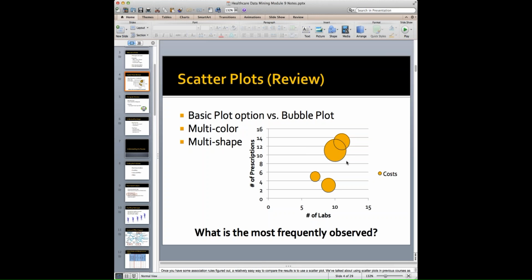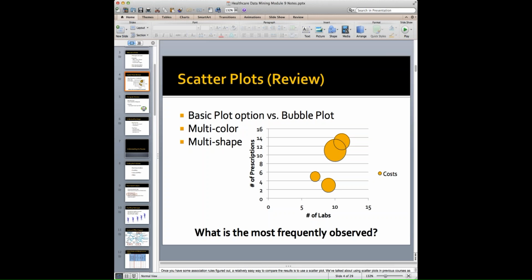So when you're looking at this, what the bubble plot can show you is that if you hit about 10 or 11 labs and 10 or 11 prescriptions, we really see a big jump in cost. So we might be interested to see what kind of costs we're looking at here. But when we go a little farther, we're not seeing as many high costs. So when you hit around 10 to 12 labs and prescriptions, that's kind of where we're at with things.